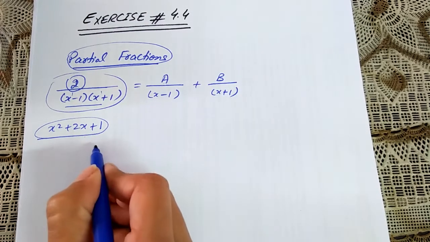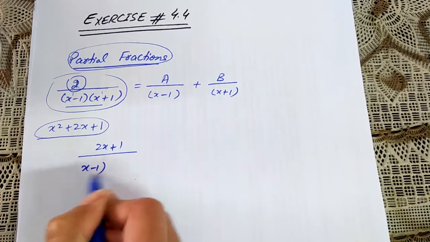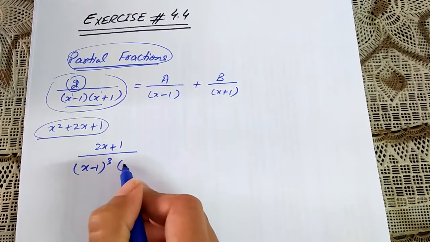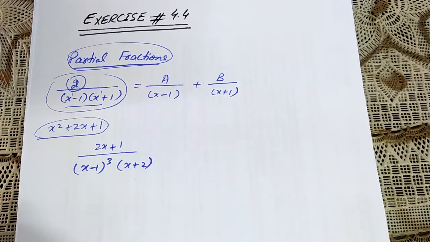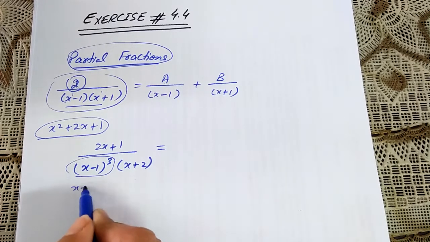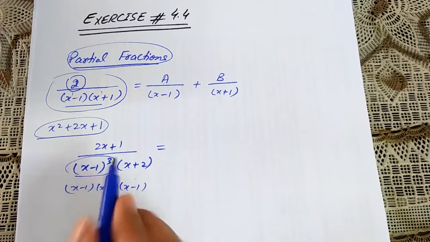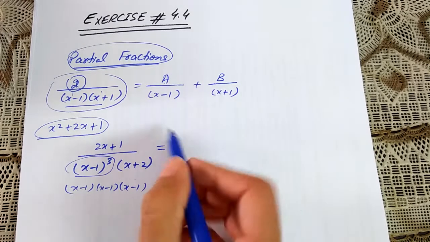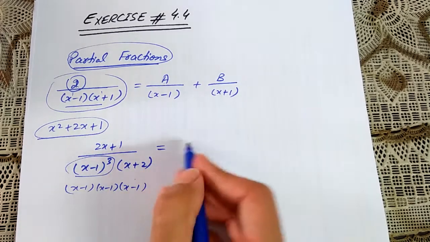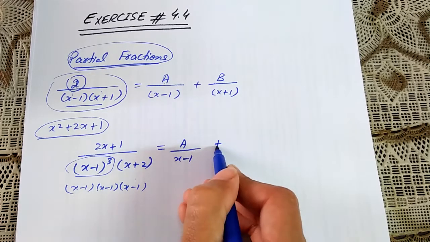For example, if I have 2x plus 1 divided by x minus 1 whole cube into x plus 2. Now you see it is in the factorized form. It can be written as x minus 1 into x minus 1 into x minus 1. It is the simplest form. The partial fractions of this fraction will be A over x minus 1 plus.